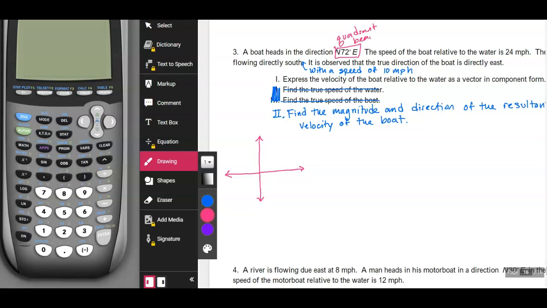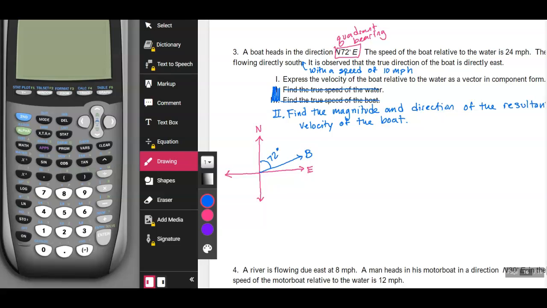So we know right off the bat, we're going to have to find our direction, right? A bearing is not a direction angle. Direction angles start from 0 degrees and go counterclockwise. This bearing takes us from the north line 72 degrees in the east direction. So that gives us this vector. Now we're going to call this the boat vector, the B vector.